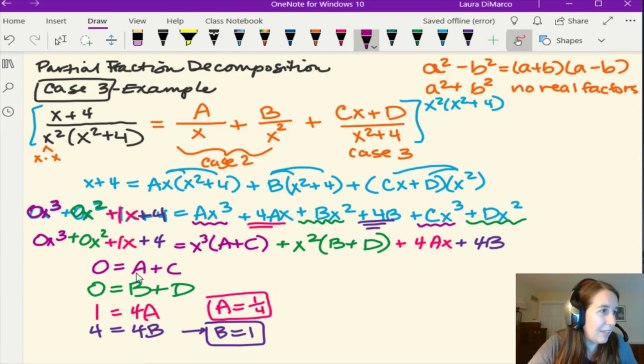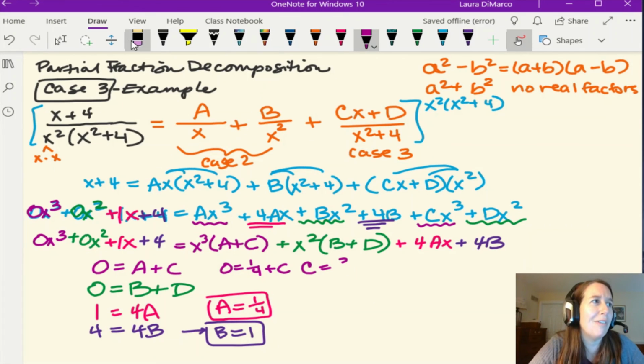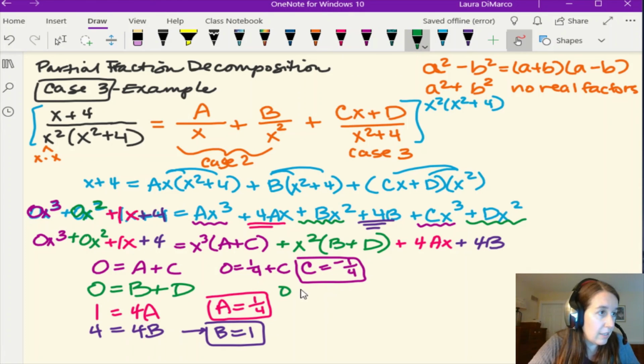So I'll do a. Let's see. 0 equals 1/4 plus c. So c is 3/4. No, sorry, negative 1/4. What was I thinking? Going too quick. Negative 1/4. Okay, and then d, that's 0 equals 1 plus d, so d is equal to negative 1.